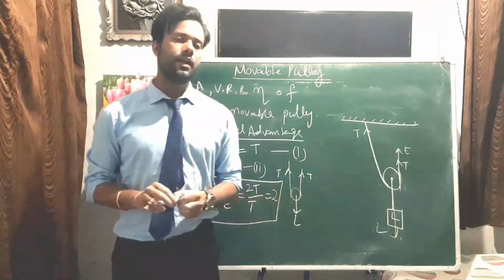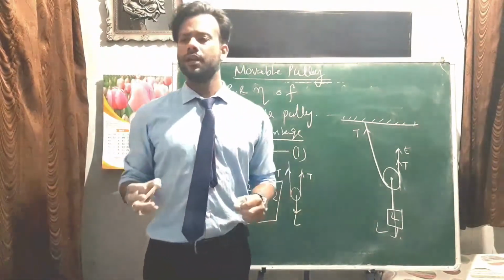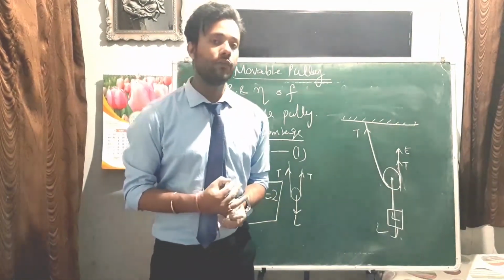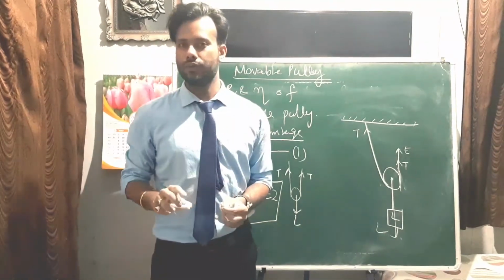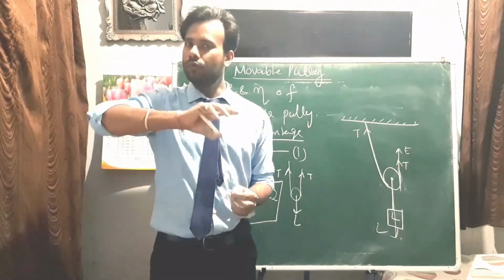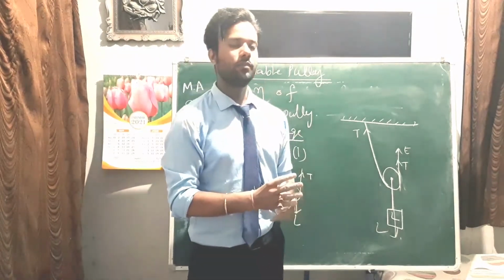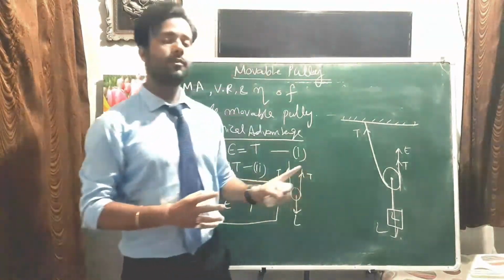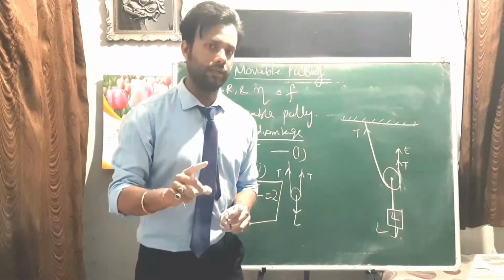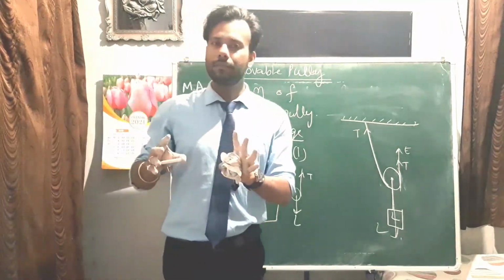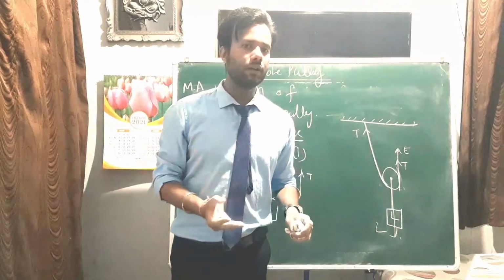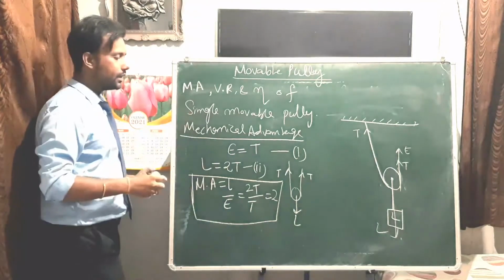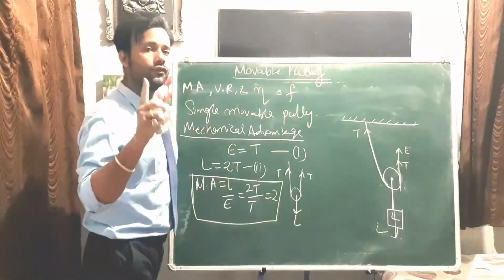What does it mean? It means that if you want to overcome a load of 100 Newton, then you have to apply only half of the force. That means you can overcome the load of 100 Newton by applying only 50 Newton of effort. That means the single movable pulley works as a force multiplier. Because force is being multiplied, we are just applying 50 Newton effort, but it is overcoming the 100 Newton load. So this single movable pulley works as a force multiplier.